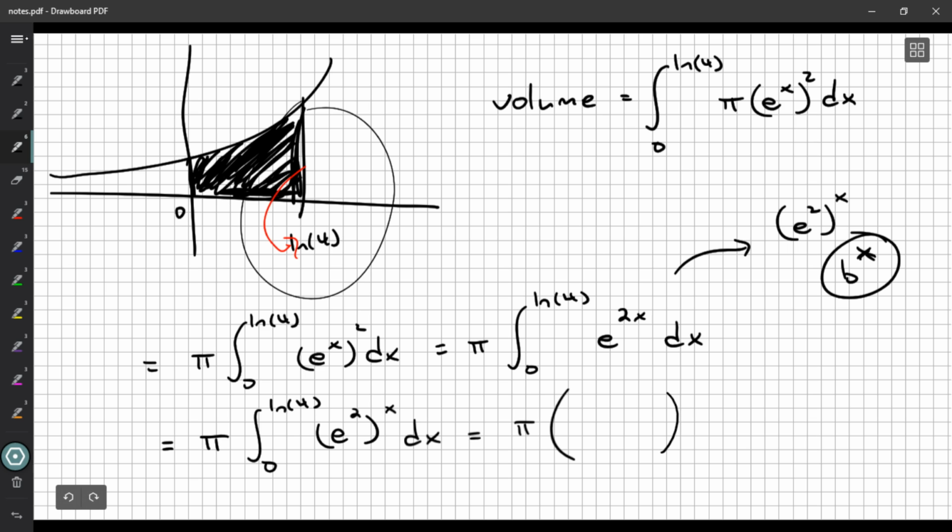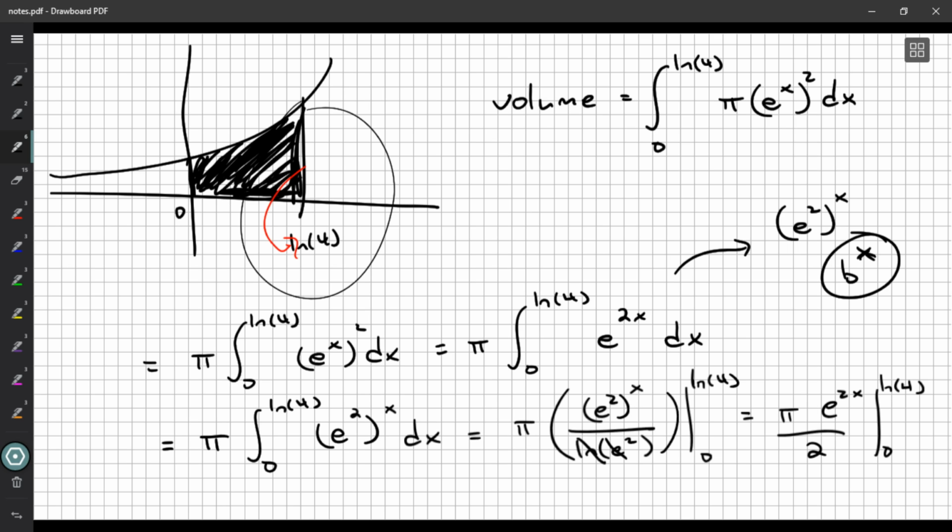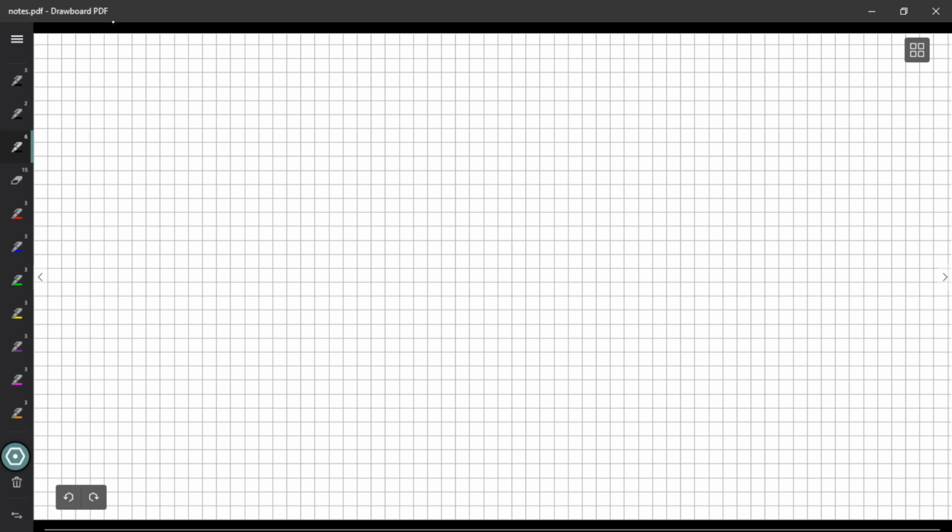Okay, so what's my antiderivative going to be? We will have the same exponential function divided by ln of the base. But ln of e squared, ln and e to the cancel out. So either way you do it, you'll get e to the 2x over 2. Okay, so if you want to do a substitution, go right ahead.